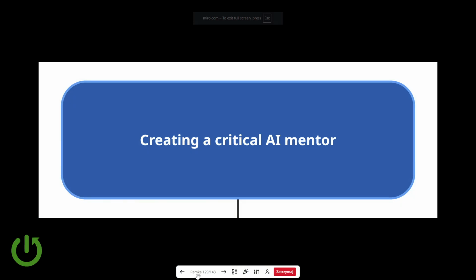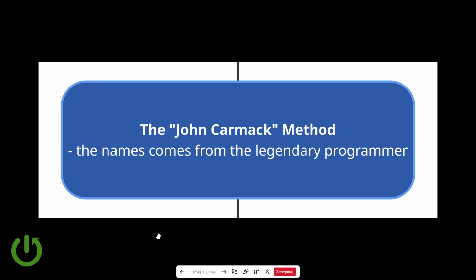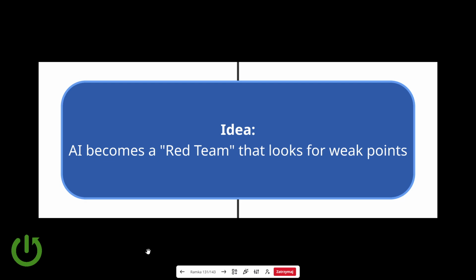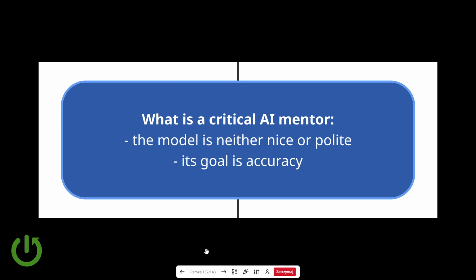So in this video we will use the method that is called the John Carmack method, and it's basically the method that is inspired by John Carmack, the legendary programmer famous for his extremely analytical and brutally honest approach to code. And the idea of this model is simple, because AI must become a red team that looks for your weak points. And what is the critical mentor?